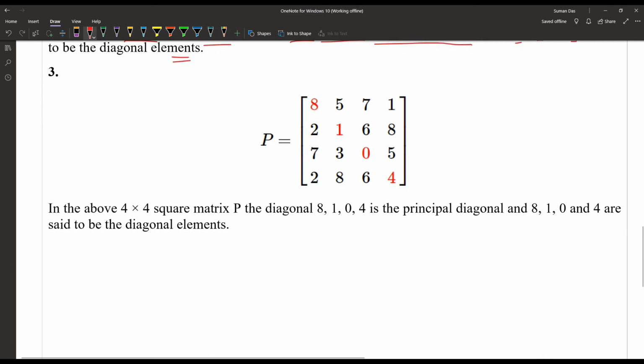Same for the 4 cross 4. Here check the number of rows is 4 and the number of columns is 4. So those are the red colored elements 8, 1, 0, 4. In the above 4 cross 4 square matrix P, the diagonal 4, 1, 0, 8 is the principal diagonal, and 8, 1, 0, 4 are called the diagonal elements.